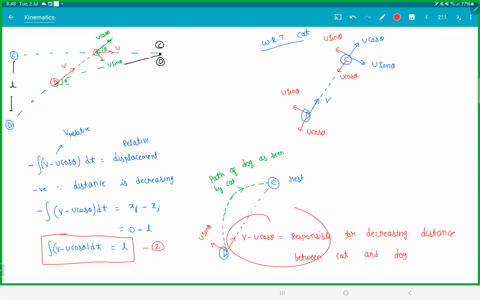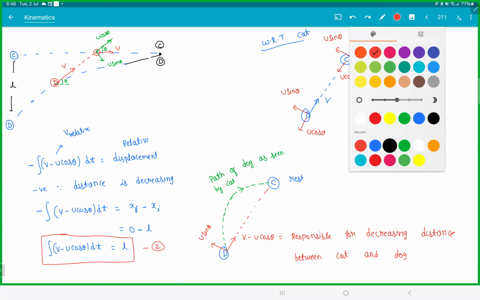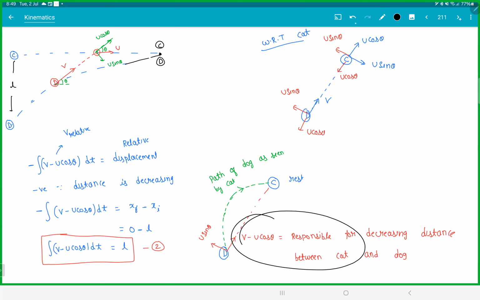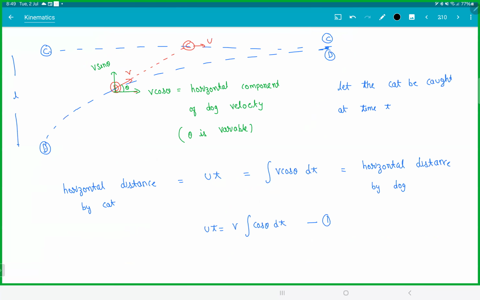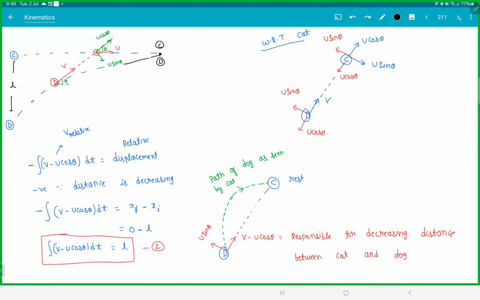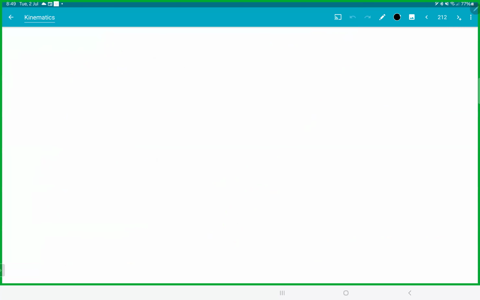this velocity, v minus u cos theta. This guy is responsible for the dog to meet the cat. So v minus u cos theta into time should give you the distance between them, which is L. Is this making sense? So we got the data from 2 points. One, horizontal distance is same. Second, relative velocity into time is the relative distance between them. So we have 2 equations, 2 unknowns.